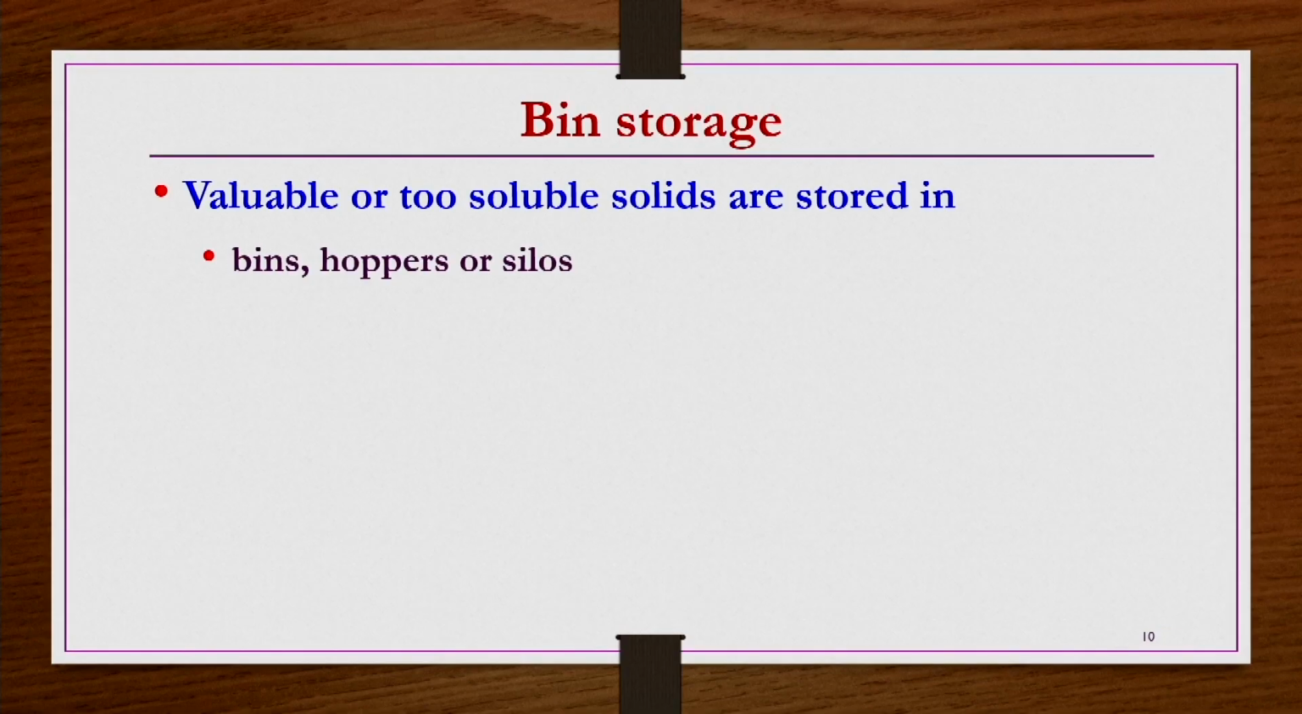Then bin storage. Wherever you have valuable or too soluble solids, they are stored in general in bins, hoppers or silos. If the materials are very valuable or too soluble, then they have to be properly stored in bins, hoppers and silos, but they may not be in huge quantities. They may be a few tons or something like that. Hundreds of thousands of tons will not be there for these kinds of materials. So smaller amounts of material which are valuable or too soluble are in general stored in bins, hoppers or silos.